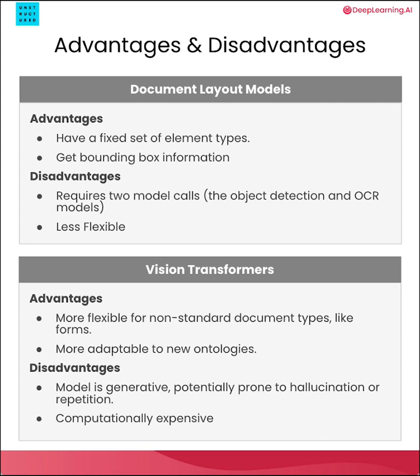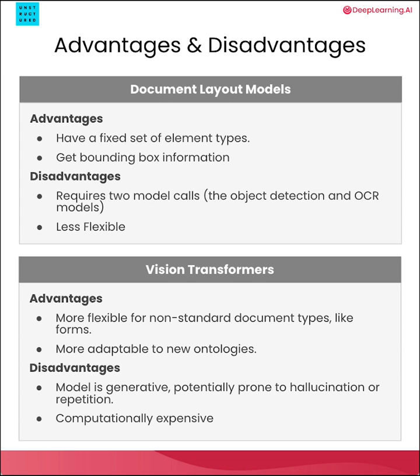Some of the advantages of vision transformers are that they are flexible for non-standard document types like forms, and so they're able to extract information like key value pairs relatively easily. They are also more adaptable to new ontologies. Whereas adding a new element type was difficult for document layout detection models, you can add a new element type to a vision transformer potentially through prompting.